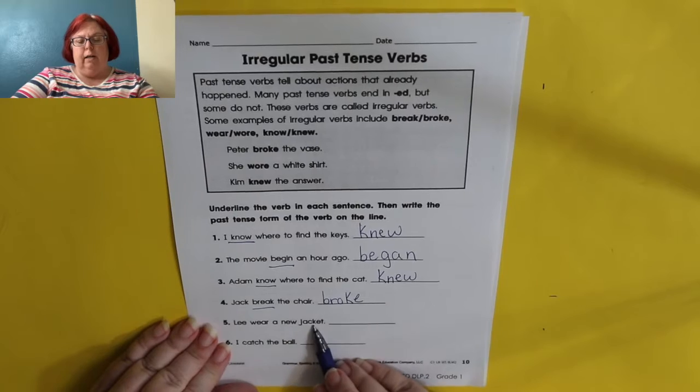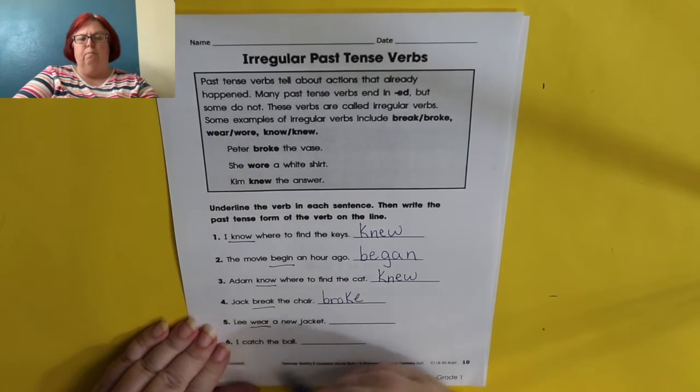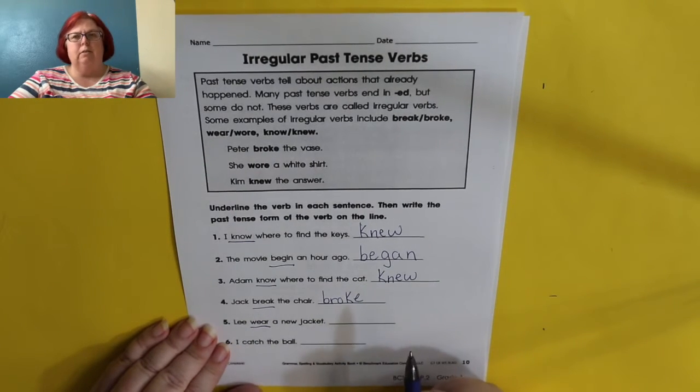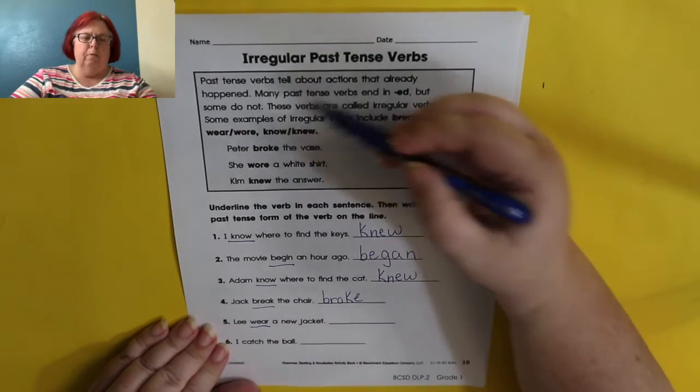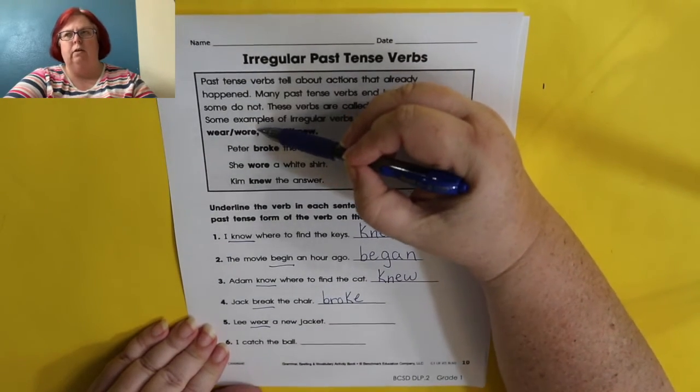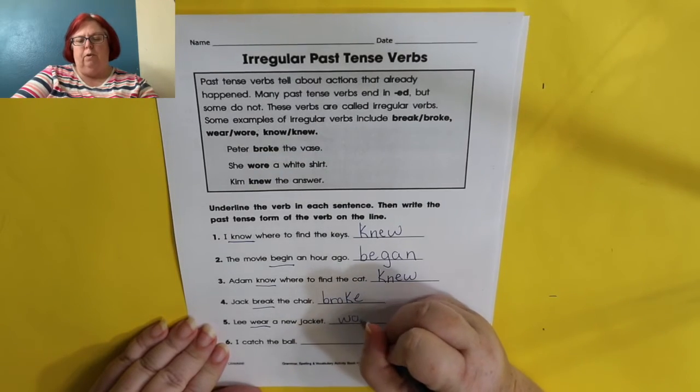Lee wear a new jacket. So wear is your verb. What is the past tense of wear? To show that he's not wearing the jacket anymore, we would find it up here, right? Wear, wore. So we're going to write wore.